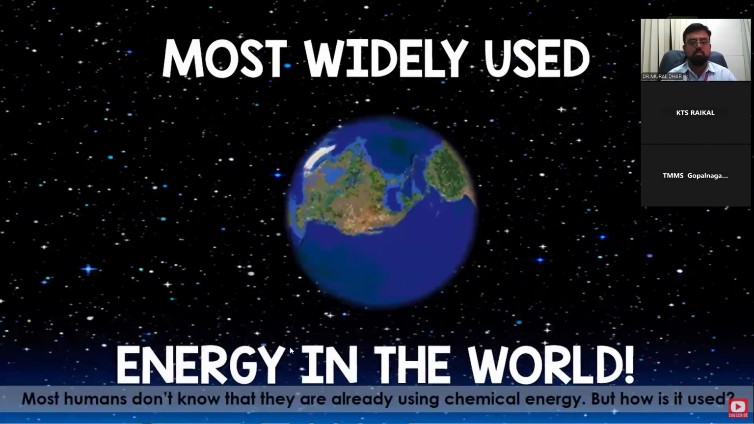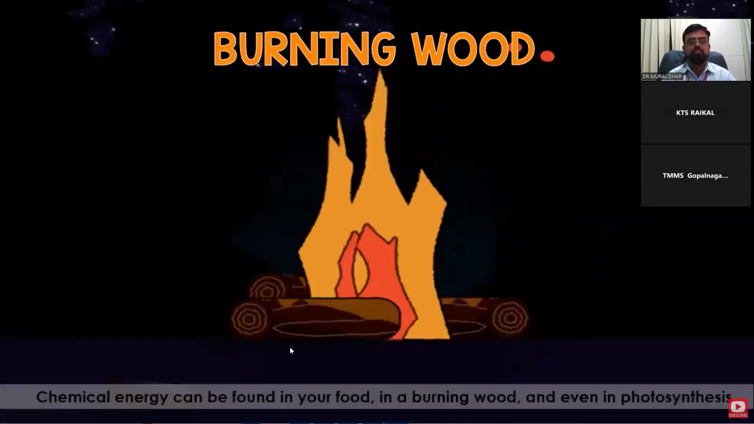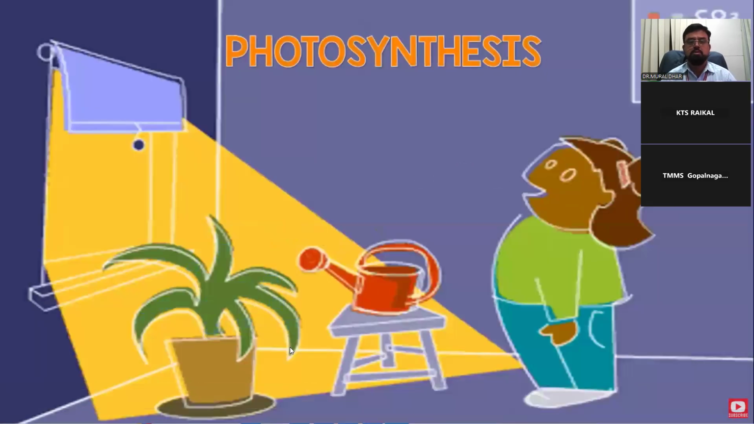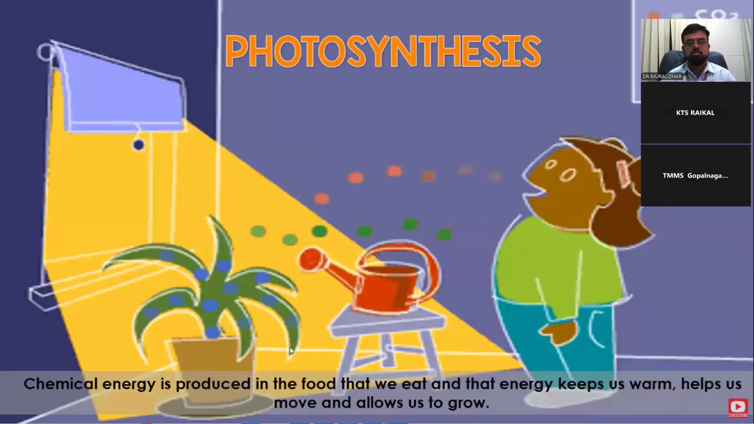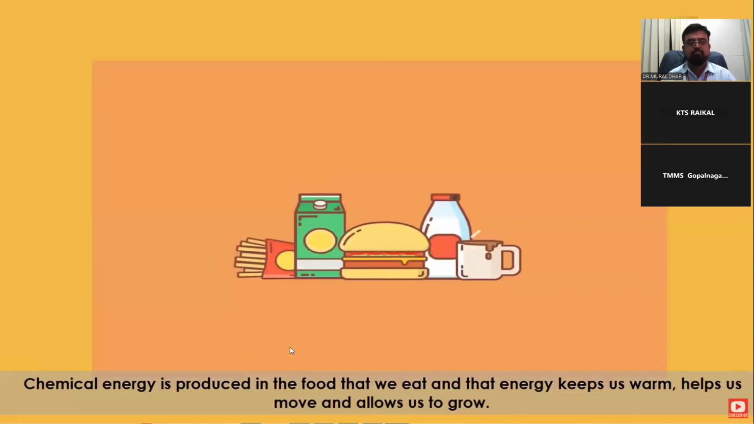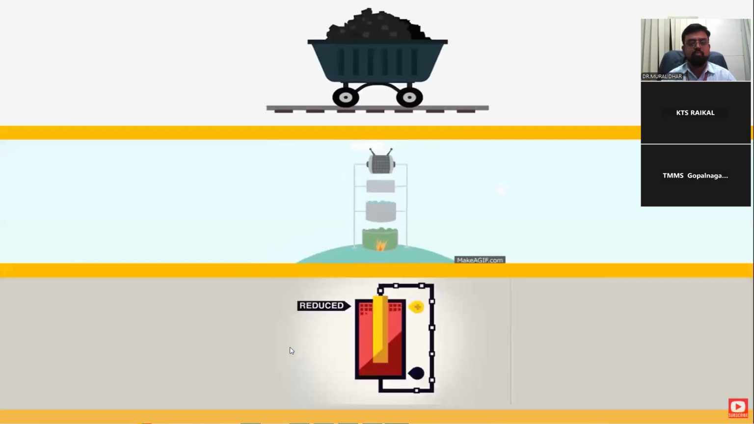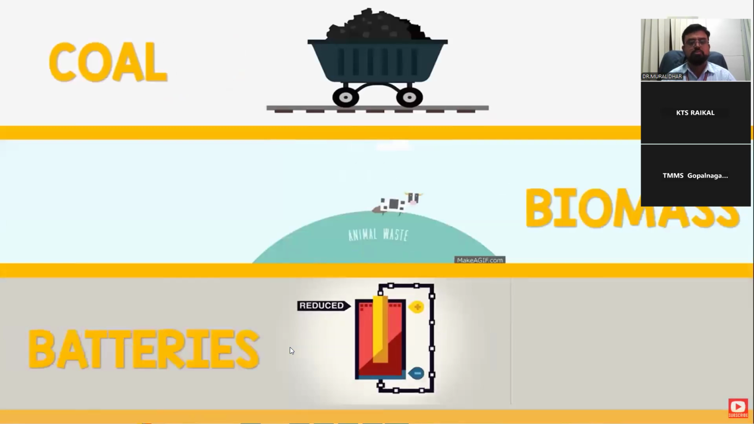But how is it used? Chemical energy can be found in your food, in burning wood, and even in photosynthesis. Chemical energy is produced in the food that we eat, and that energy keeps us warm, helps us move, and allows us to grow. Stored chemical energy can also be found in coal, biomass, and chemical batteries.